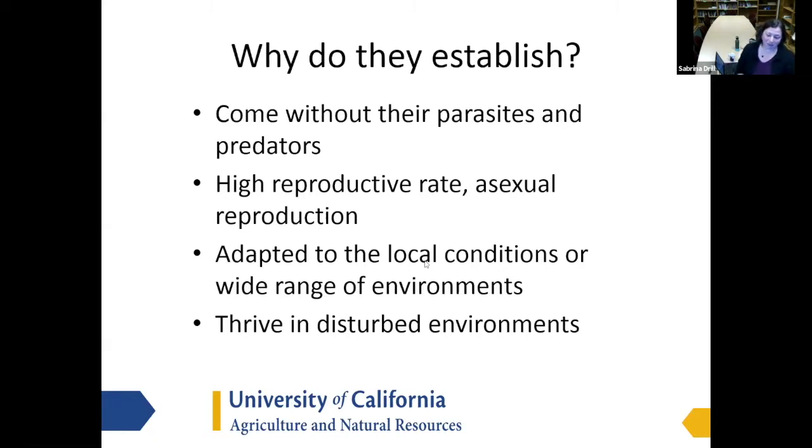They can be adapted to the local conditions really well, so that they can spread. If you think about a plant spreading in a drier area of Southern California, if it can't spread without being watered, it's not likely to really be that invasive, because our native plants can adapt to low water for most of the year. And a lot of them tend to thrive in disturbed environments.